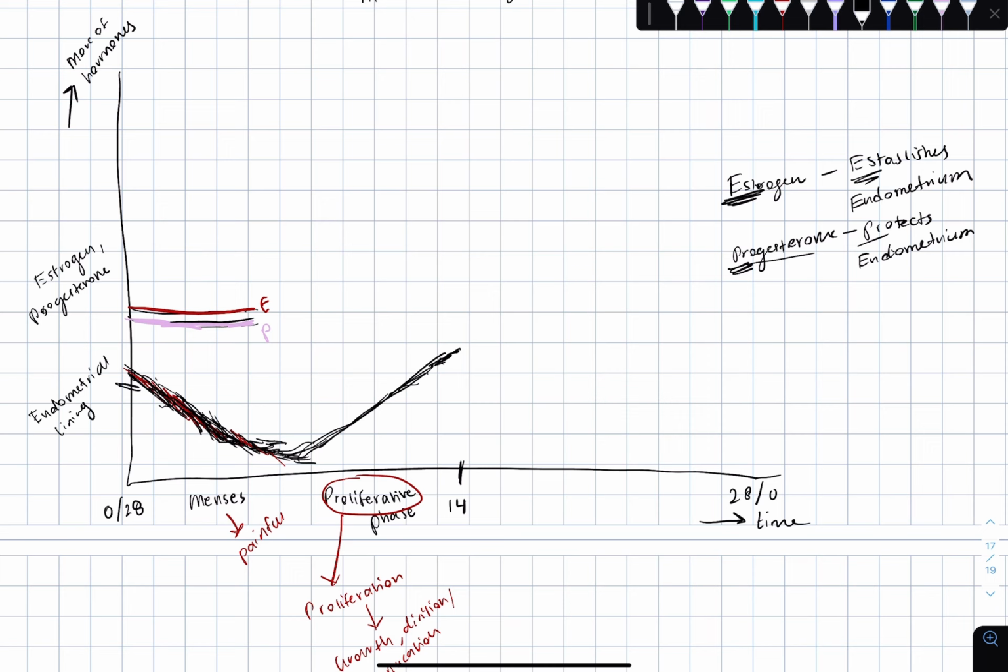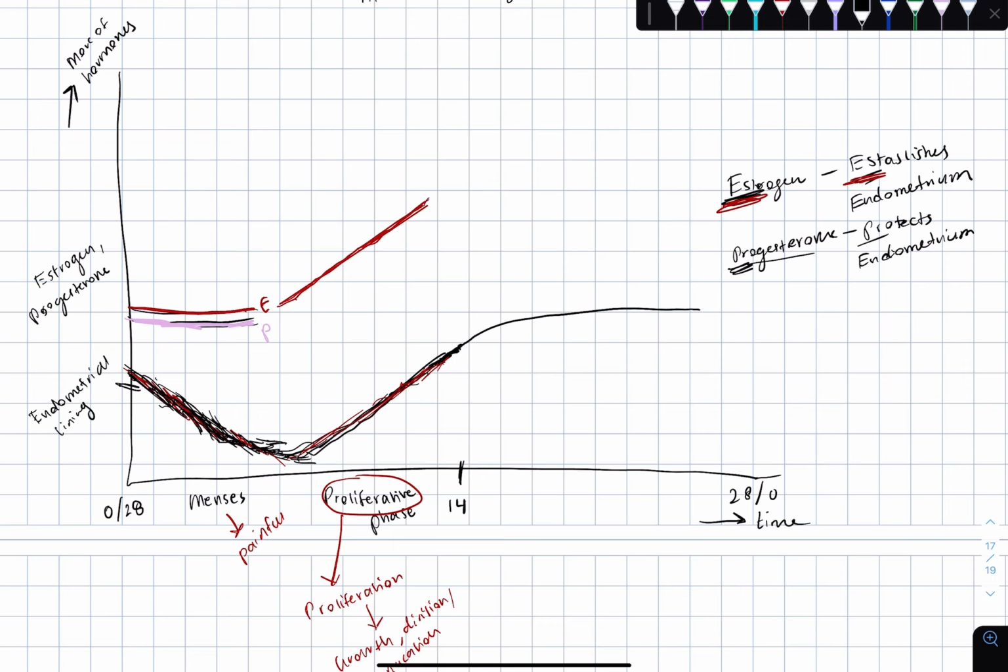But once we enter our proliferative phase, we're going to see a nice big increase in estrogen as we're going through our proliferative phase. Why? Well, that's because estrogen establishes the endometrium. So it's established in the endometrium, it's growing the endometrium, it's thickening the endometrial lining. That's why we see an increase in estrogen at that time.